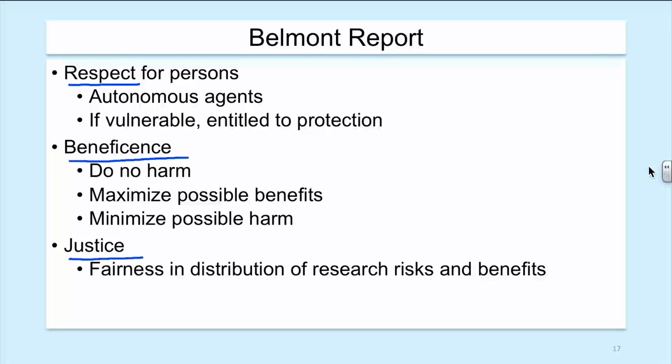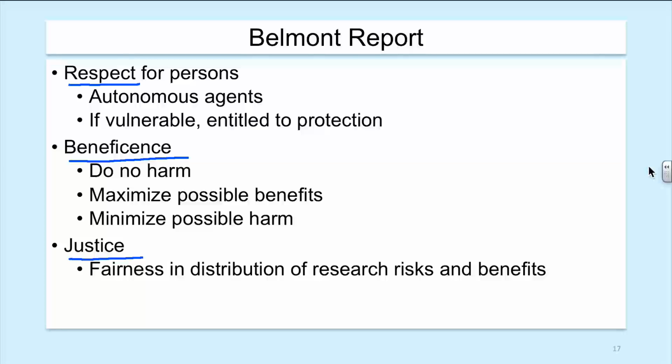As far as respect for persons, we want to make sure that everyone who is considering participating in a clinical research study is an autonomous agent, able to make a voluntary decision about participation. And if they're vulnerable, not able to make a decision for themselves, or who are institutionalized and not able to make decisions, they're entitled to specific protections. For the muscular dystrophy patients, this would be with regard to children who cannot make decisions for themselves and who have the parents make decisions about participating in a clinical trial.